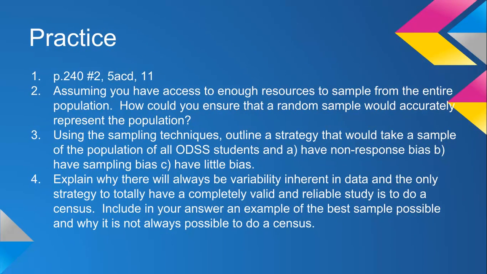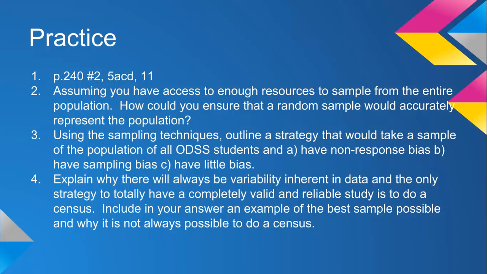Some practice questions to look at. These are really just reflection questions for you to go over. Assume you had access to enough resources to sample from the entire population. How could you ensure that a random sample would accurately represent it? So this is saying, assuming you could get to everybody, how would you make sure that a random sample would do it? Using sampling techniques, outline a strategy that would take a sample of the population of all ODSS students that have non-response, have sampling, have little. So this again is a good thing to think about. How would you answer a question like that if it came up on a test?